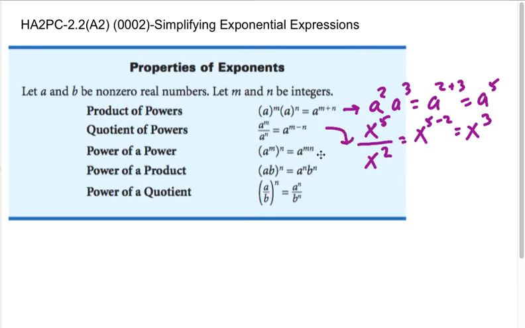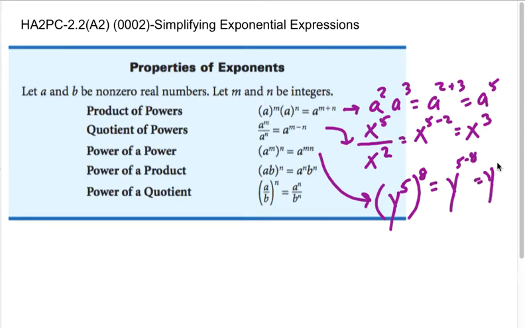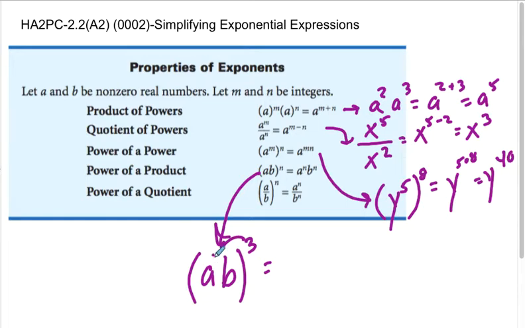If I have a power on a power, if I have y to the 5th, to the 8th, it's going to become y to the 5 times 8, which would be y to the 40th. That's a 5 times 8. If I have a power on a set of parentheses, like let's say I have (ab) to the 3rd, I can take this power and multiply it by the powers already on the a and the b and make this a to the 3rd, b to the 3rd.